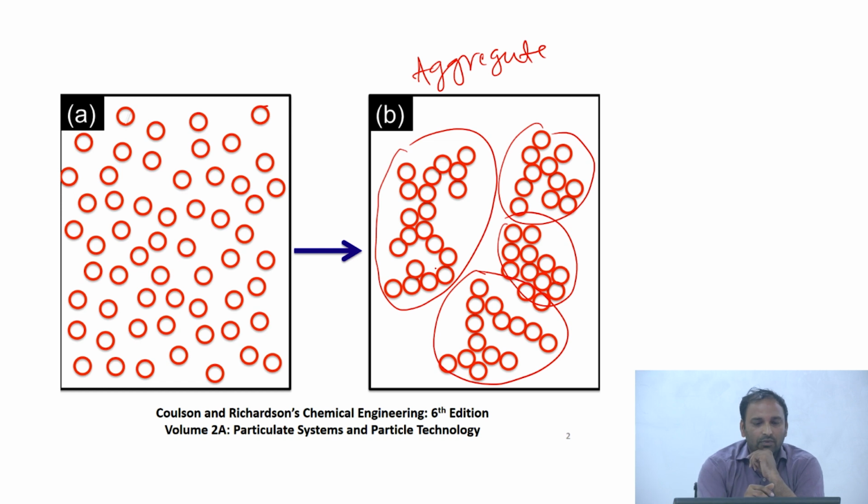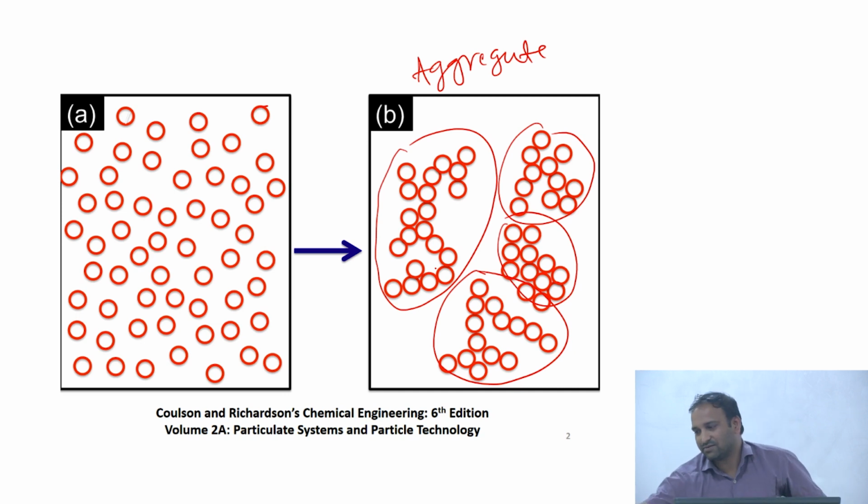Now how do we go from state A to state B? What do we do? Can you think of some ways by which, if I have a homogeneous dispersion of particles, I want to go from state A to state B, where I have aggregates of particles? People also call these clusters of particles. People use terms called coagulation, flocculation. These are different terms that you come across in the literature. But I want to go from A to B. So can you think of some ways of doing that?